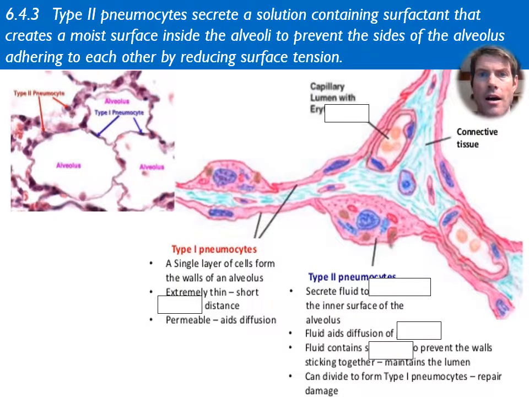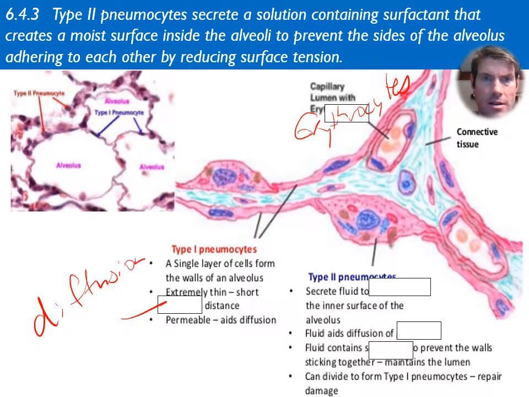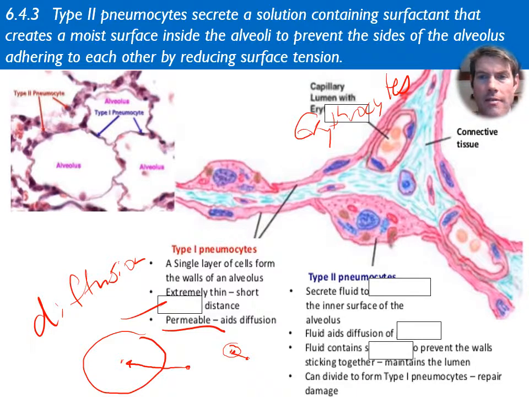So here we have a capillary with erythrocytes. That's a fancy way of saying red blood cells. And they're extremely thin, so there's a short diffusion distance. Remember, diffusion is a lot easier if you have a short distance. You don't want to have a giant cell and a little tiny oxygen molecule have to get all the way to the middle. It's going to take forever. If you have a little cell and your tiny oxygen molecule, it's going to be much faster. So, yeah, type 1, very thin, permeable, very, very easy to get through.